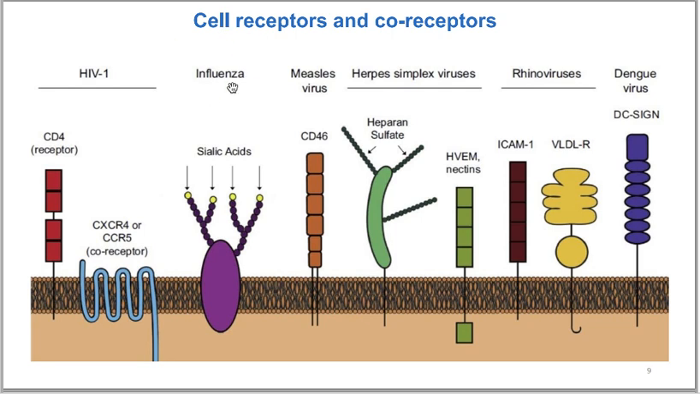Like influenza, they can interact with sialic acid, which is a glycoprotein. Measles virus can take advantage of binding with CD46, and herpes simplex virus can take advantage of heparan sulfate sugar. Rhinoviruses can use the VLDL receptor and ICAM receptor. Dengue virus can use these types of receptors. There are several types of receptors here, you can see.